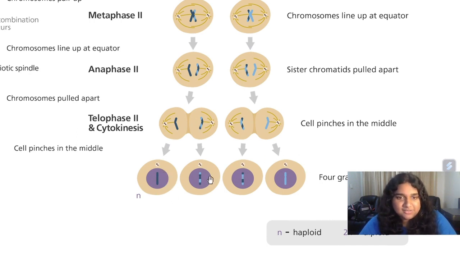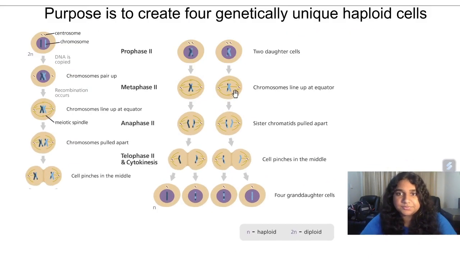Imagine if the darker one is the mother's DNA and the lighter one is the father's DNA. You've got one haploid daughter cell with the entirety of the mother's DNA, two which have combinations of both, and one with only the father's DNA. Each of them only has one copy of the chromosome, so it's a haploid or N cell instead of a 2N cell.